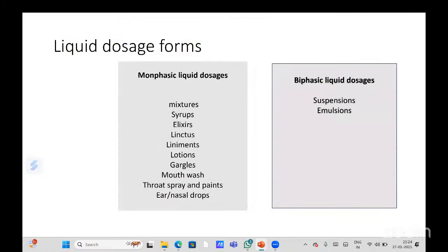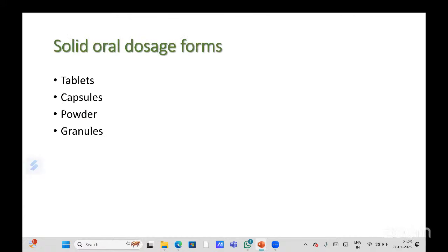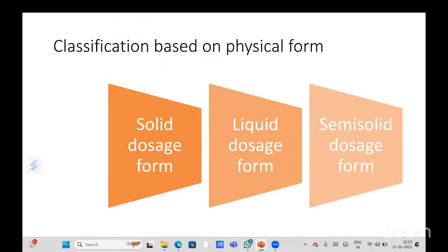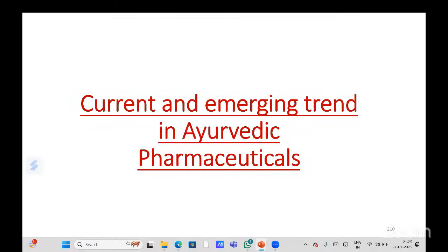Liquid dosage forms are monophasic liquid dosages and biphasic liquid dosages. In monophasic liquid dosages we have mixture, syrup, etc. In biphasic liquid dosages we have suspension and emulsions. Semi-solid dosage forms are like cream, paste, ointment, gel, jellies, etc. This is in relation with syllabus point number 13. So in this you may get one question for 5 marks.